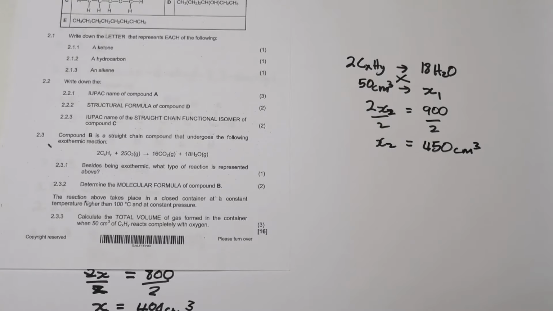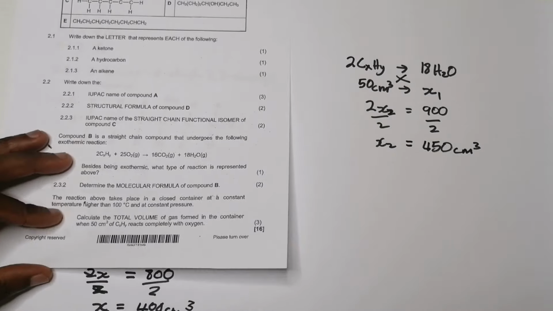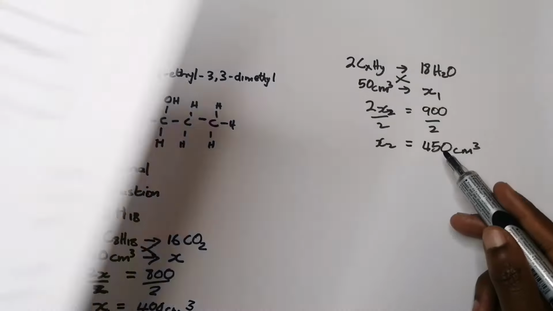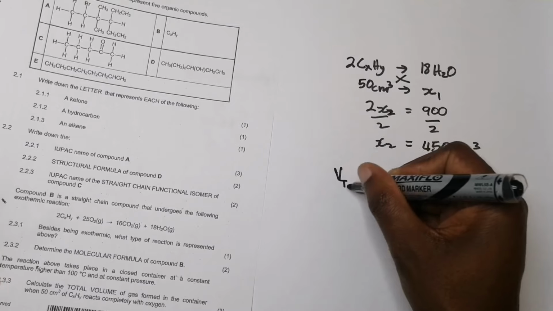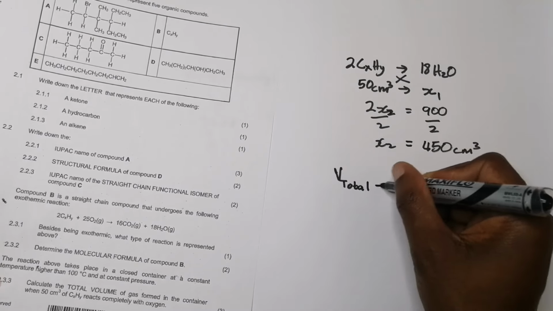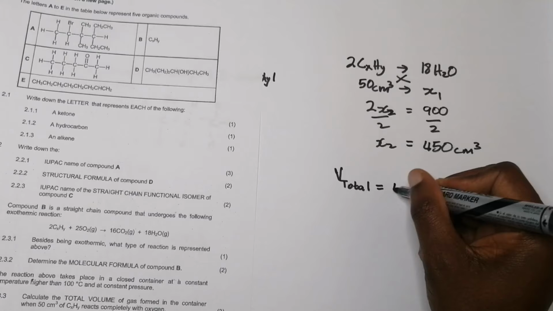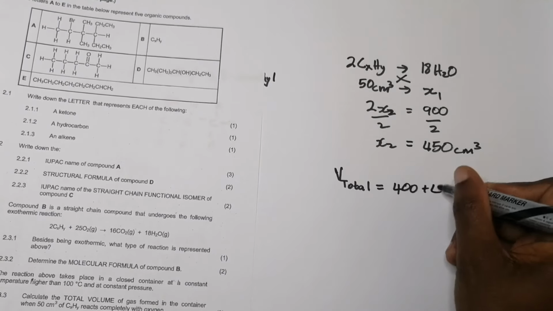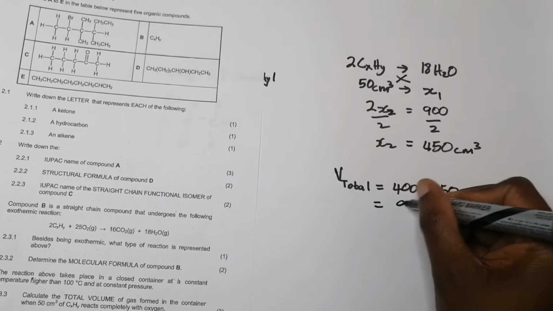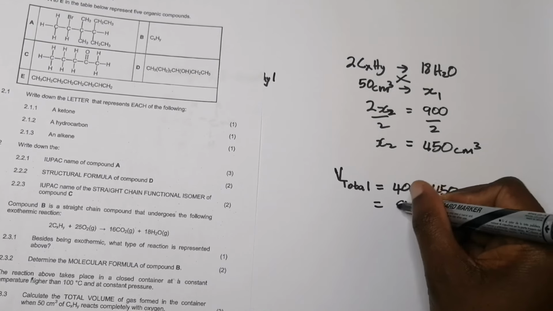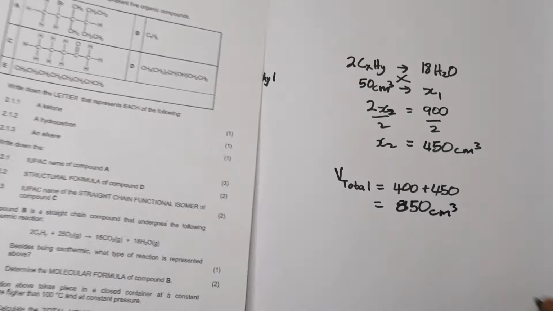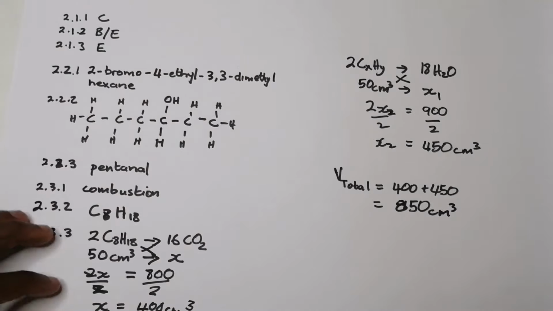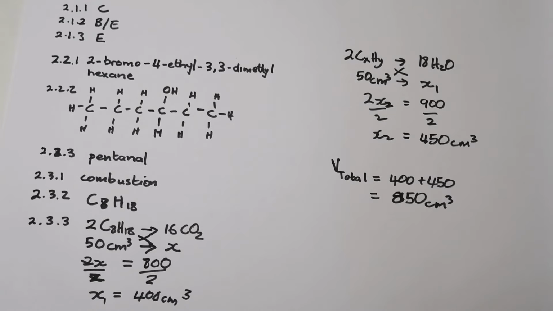Remember, what was the question? What is the total volume of gas? So in this case, it would be the 400 cubic centimeters and the 450. Remember, those were your products. So the total volume of gas that would be formed would be 400 plus 450, which, oh goodness, my maths, is 850 cubic centimeters of gas. I hope that made sense, ladies and gents. And this is how we answered question 2.